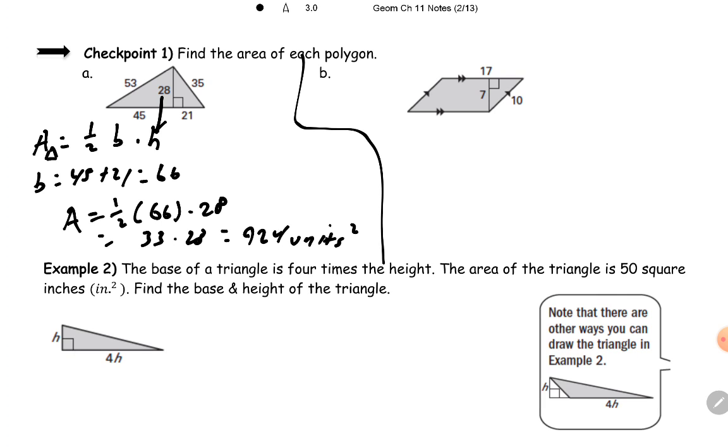Okay, part B, base times height. Remember, this is 17, and then we have a height here of 7. So area is base times height for a parallelogram. So area is 17 times 7, which is 119 square units.